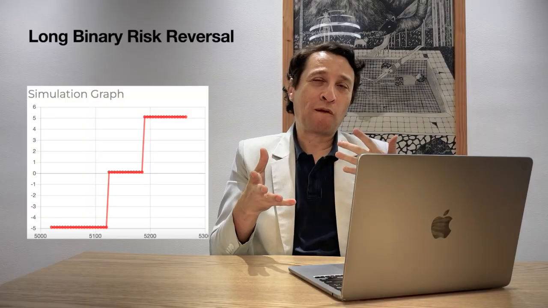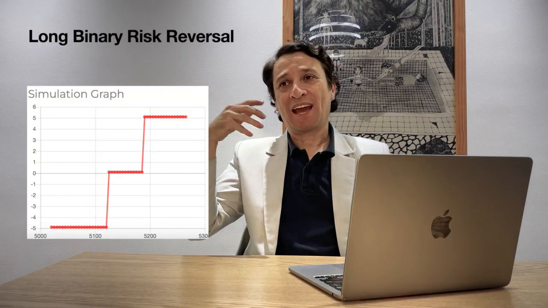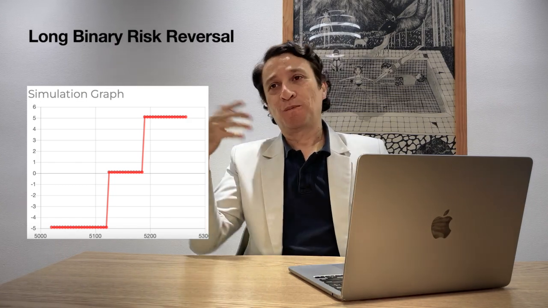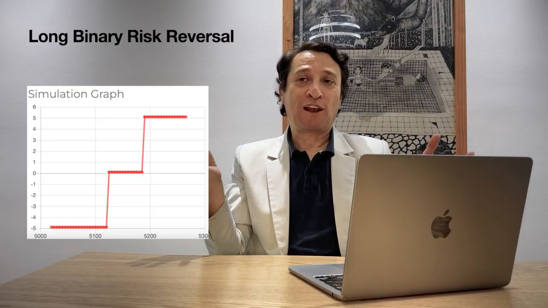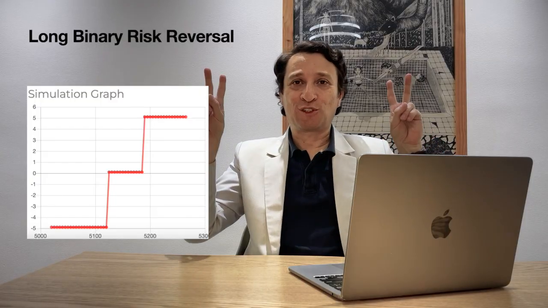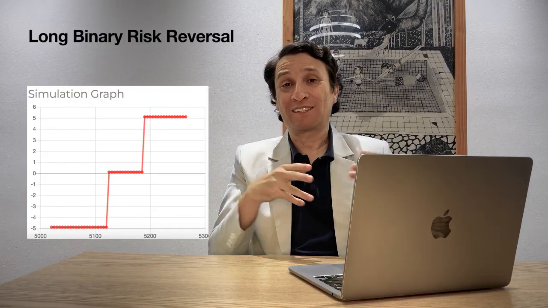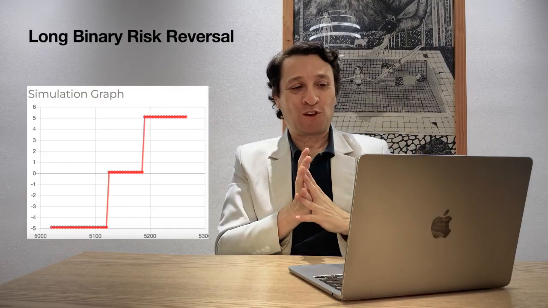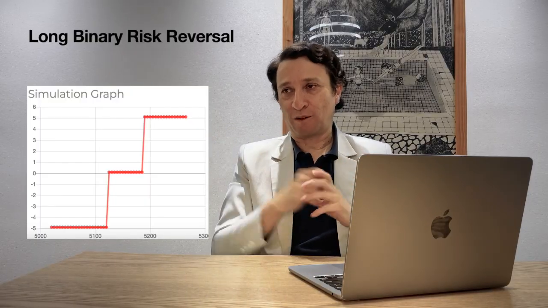I call those types of trades, and this is non-standard terminology, a long binary risk reversal. If you sell the put spread, which is selling the left tail, and you buy the call spread, which is buying the right tail, we have a long binary risk reversal. I just baptized it as long binary risk reversal. I don't think it's in the books, but it could be seen like that if we think that vertical spreads approach a binary option.